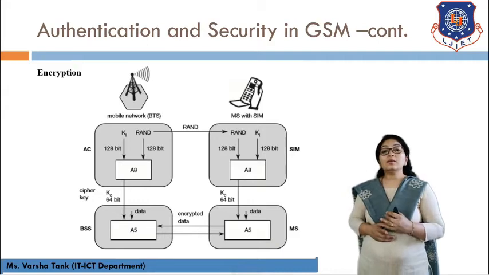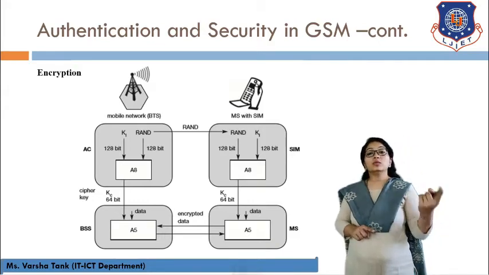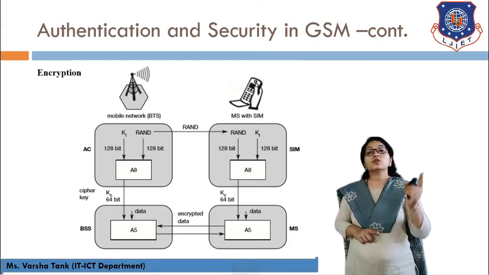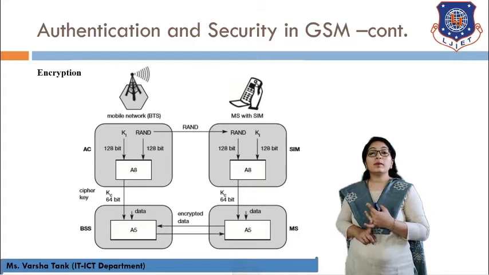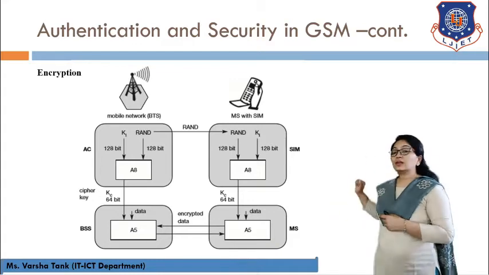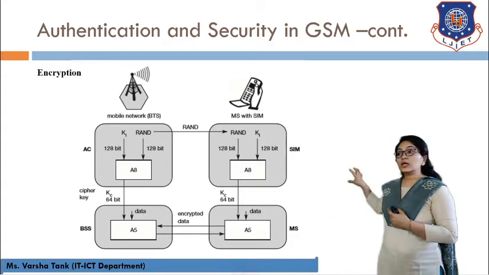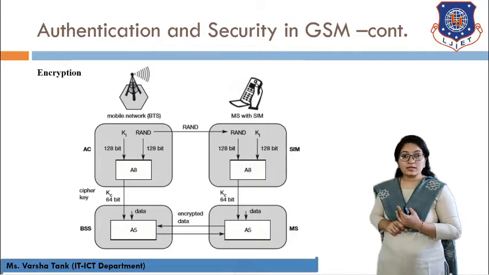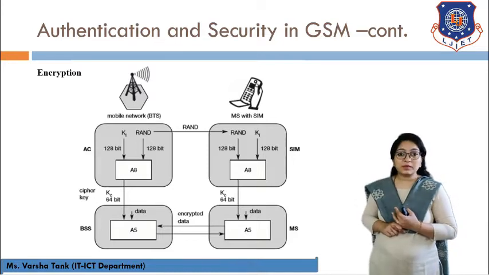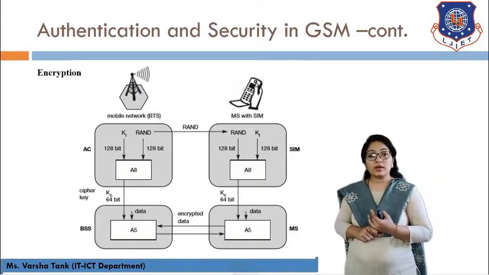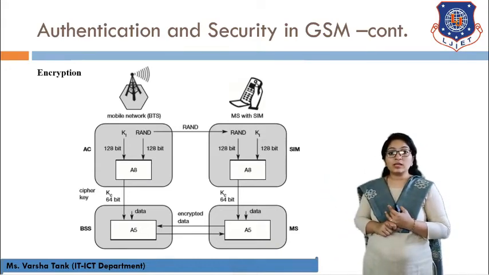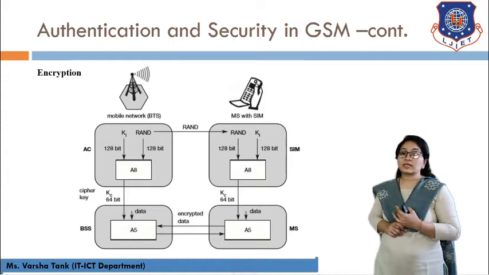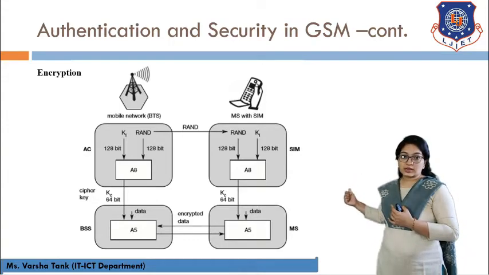Okay, so this random number is sent by the authentication center to the SIM card. First it will authorize it, and after that the same random number will be used to generate the cipher key. So here at the authentication center side, using the 128-bit key and 128-bit random number, those two inputs are given to the A8 algorithm, and the A8 algorithm will generate the cipher key at the authentication center side.